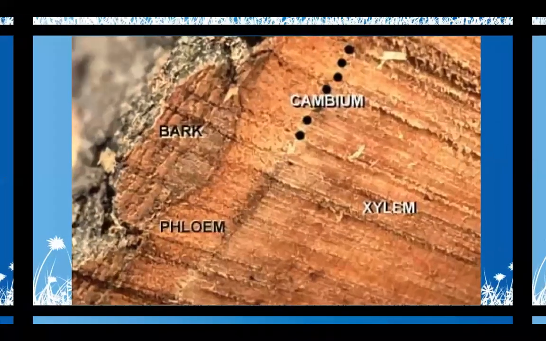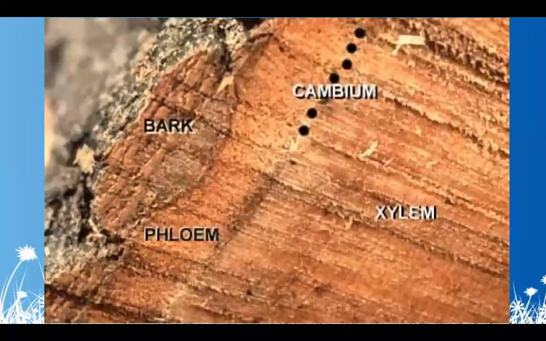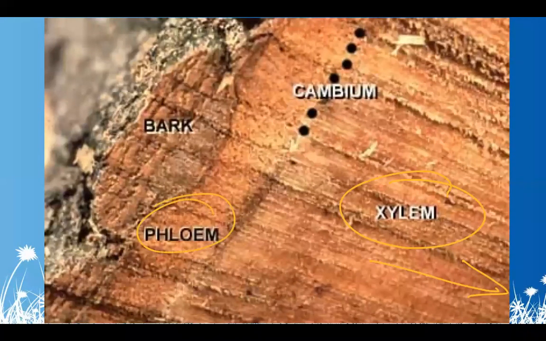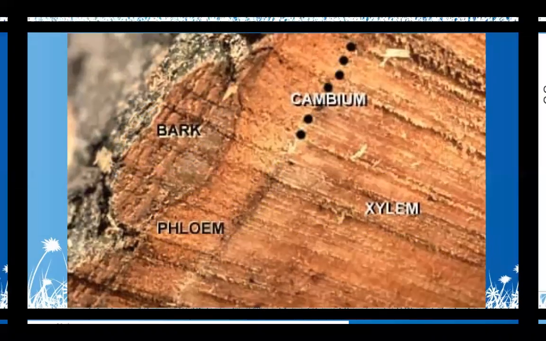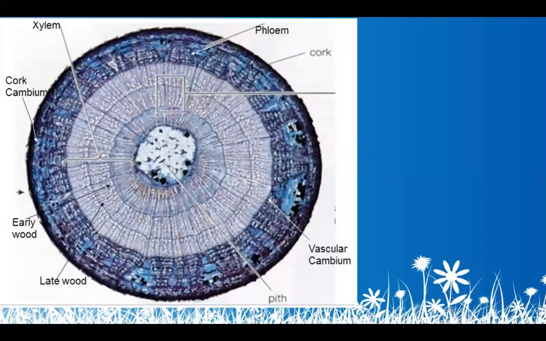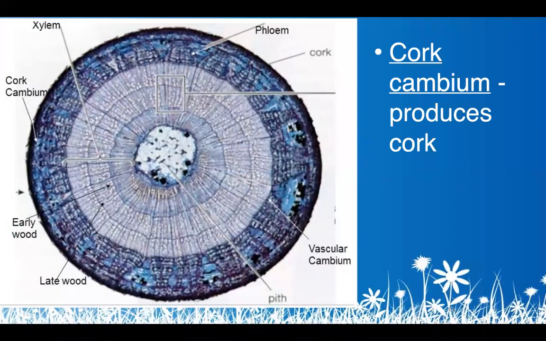So here's a cross section of a tree, and you can see the xylem. This is towards the center of the tree, and phloem is this really thin layer right underneath the bark. Remember we talked about bark being the epidermis, and the cambium in the middle. You can almost see this darkened area where it's going to be producing more xylem and phloem. And the second type of lateral meristem is cork cambium, and it's going to produce cork.